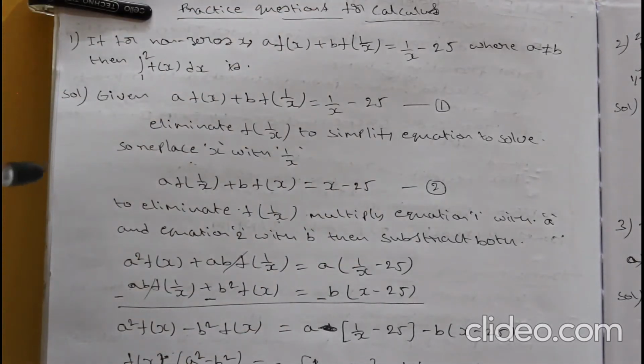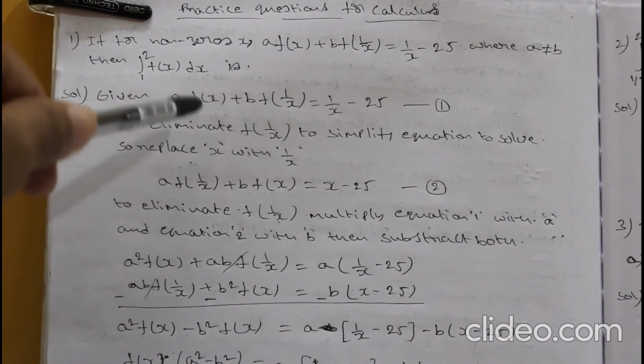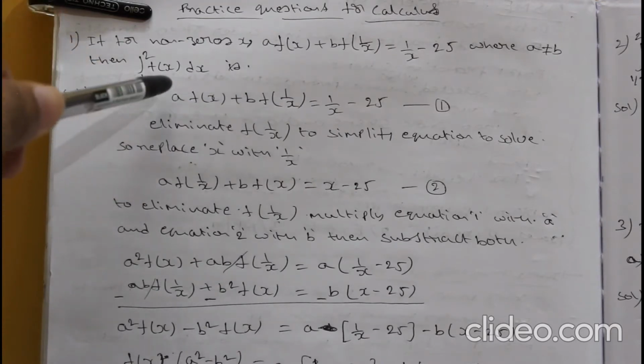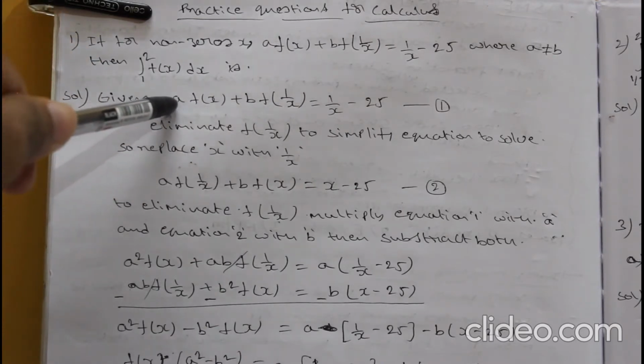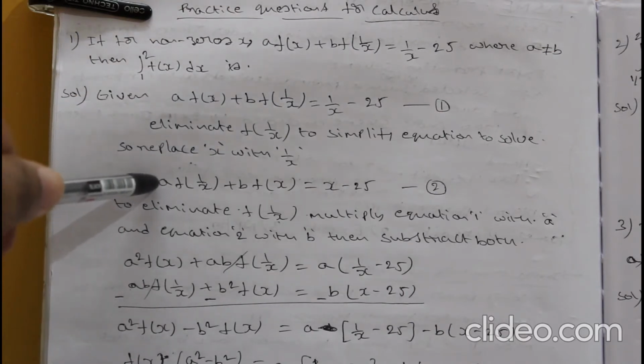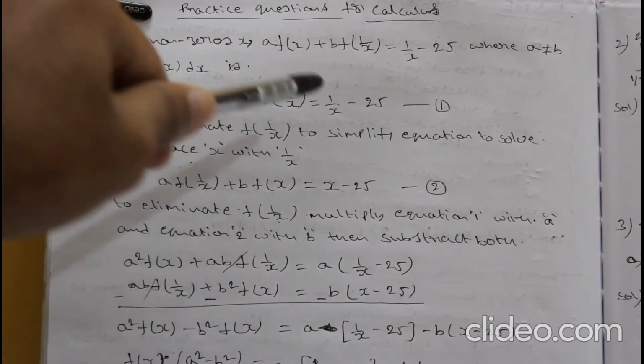Now in order to eliminate this and this, we need to do one thing. Here b is there, here a is there, so multiply equation 1 with a and multiply equation 2 with b, then these two will become ab, and the subtraction will directly eliminate the f of 1 by x.